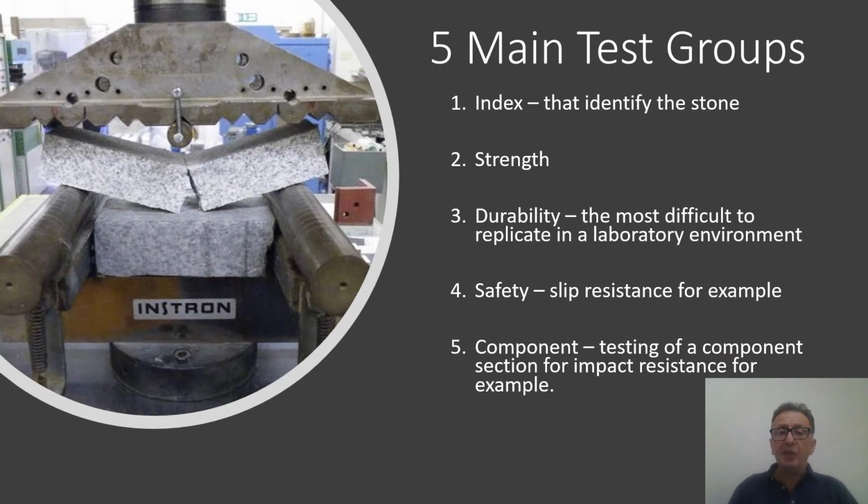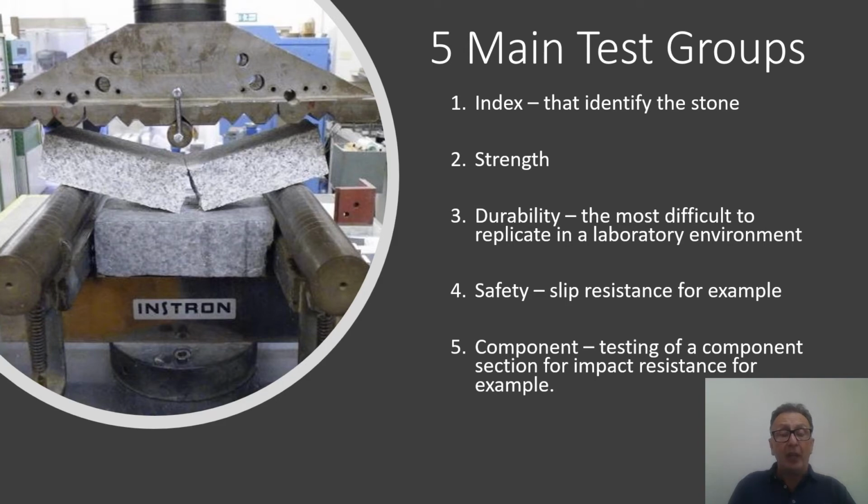Of all those tests that are out there, they can actually be gathered into 5 main test groups. The first group are the index tests. These are those tests that identify the stone and give you its baseline characteristics. The second group are the strength tests. This would typically be either compressive strength or flexural strength.